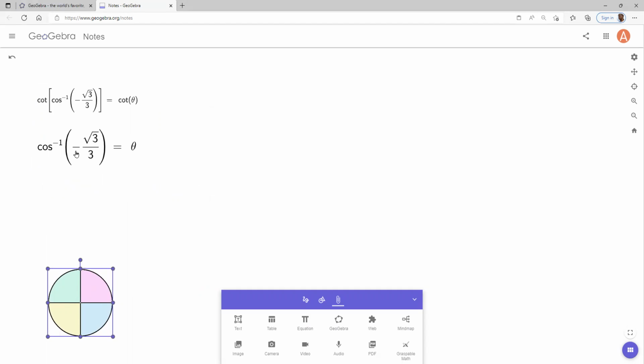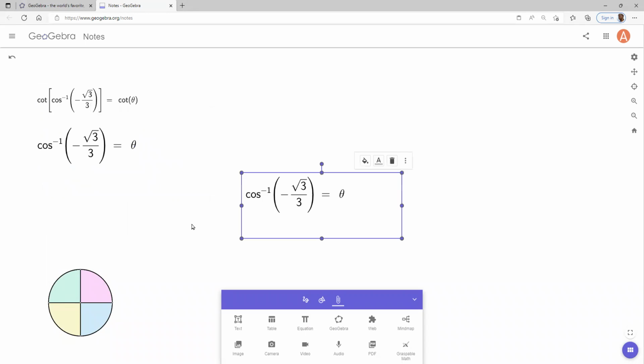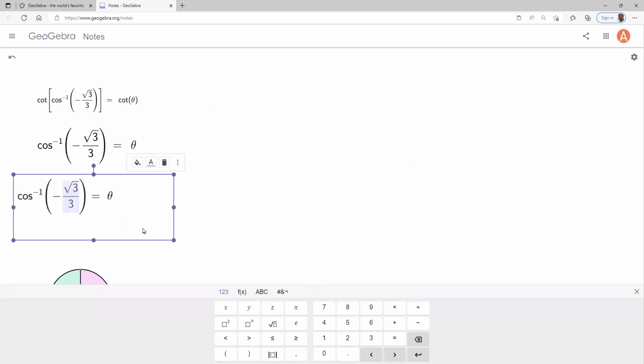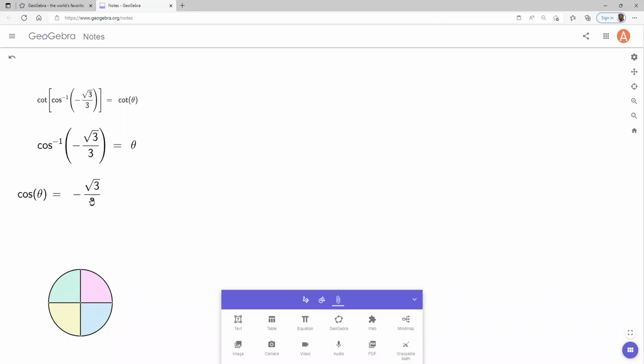I do know cosine inverse of negative square root of 3 over 3 is theta. So from that definition of inverse function, I can write this. Now, I know cosine theta. I need to find cotangent theta. That's what the problem boils down to.